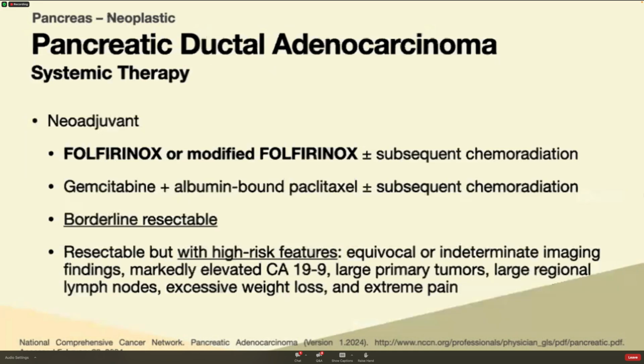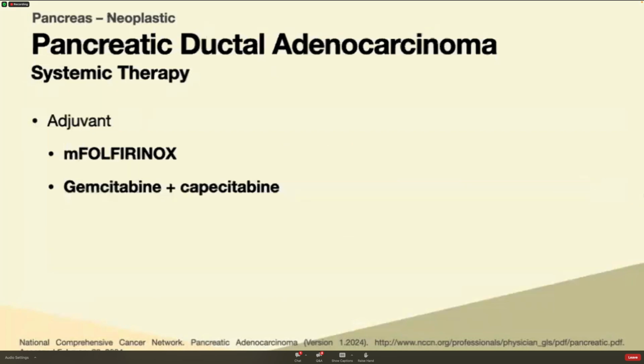So for neoadjuvant therapy, this is given for patients with borderline resectable lesions or with lesions that are resectable but with high-risk features, and the first-line therapy for neoadjuvant is FOLFIRINOX or modified FOLFIRINOX. For adjuvant, the first line is modified FOLFIRINOX or gemcitabine plus capecitabine.